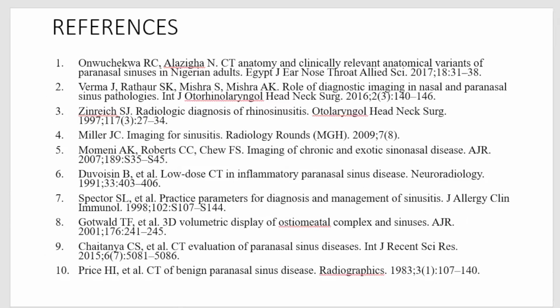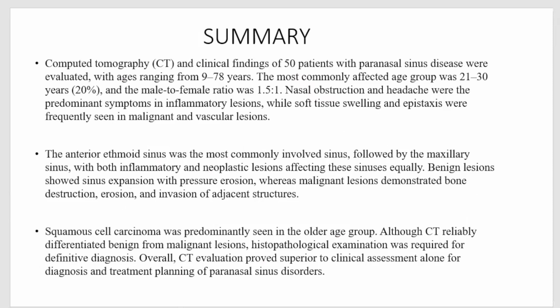And the summary includes: CT and clinical findings of 50 patients with paranasal sinus disease were evaluated, with ages ranging from 9 to 78 years. The most commonly affected age group was 21 to 30 years, and the male to female ratio was 1.5:1. Nasal obstruction and headache were the predominant symptoms in inflammatory lesions, while soft tissue swelling and epistaxis were frequently seen in malignant and vascular lesions. The anterior ethmoid sinus was the most commonly involved sinus, followed by the maxillary sinus, with both inflammatory and neoplastic lesions affecting the sinus equally.